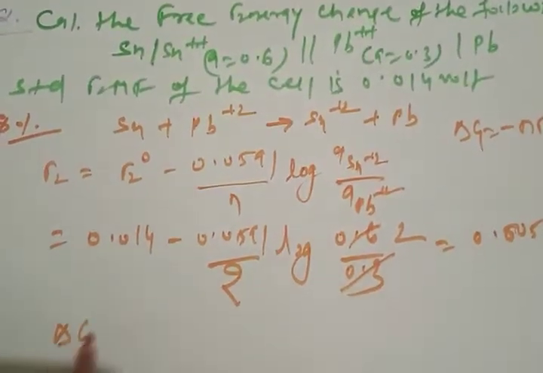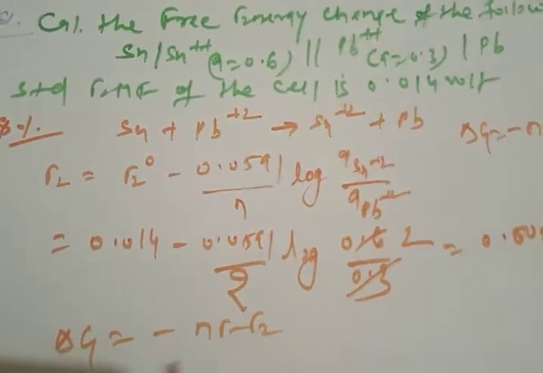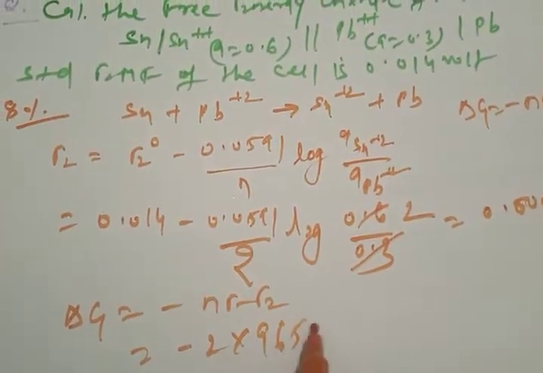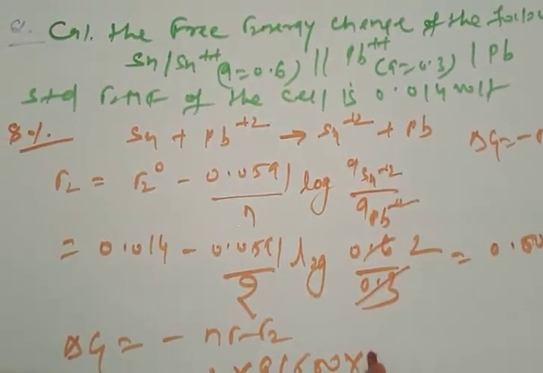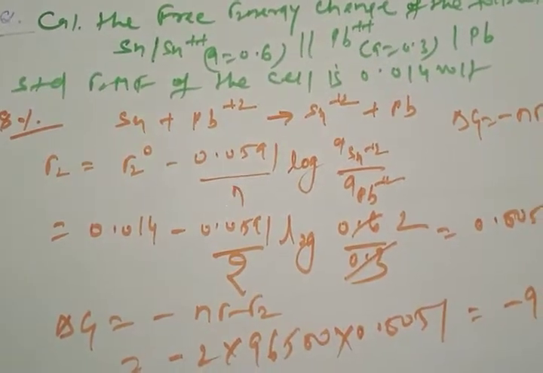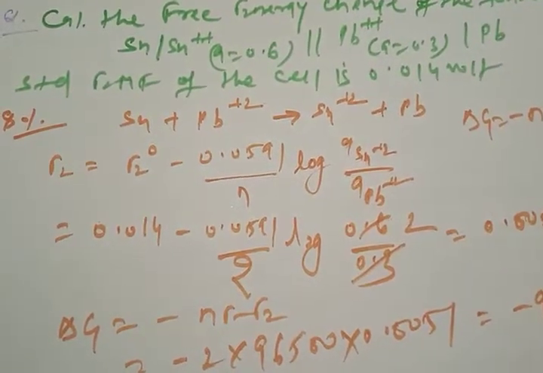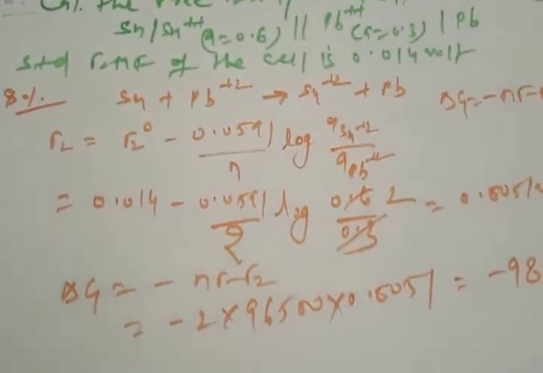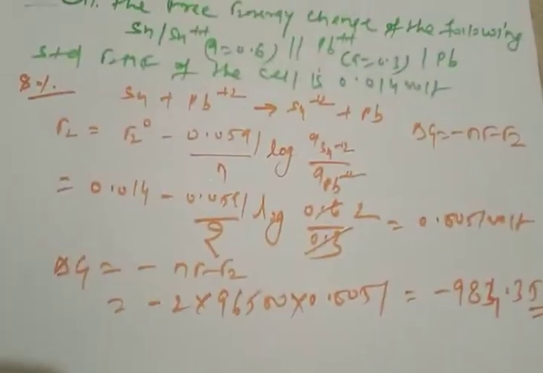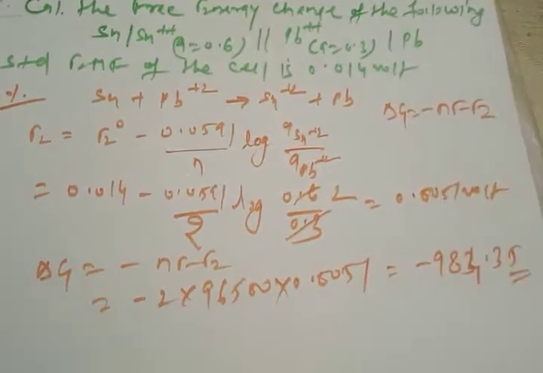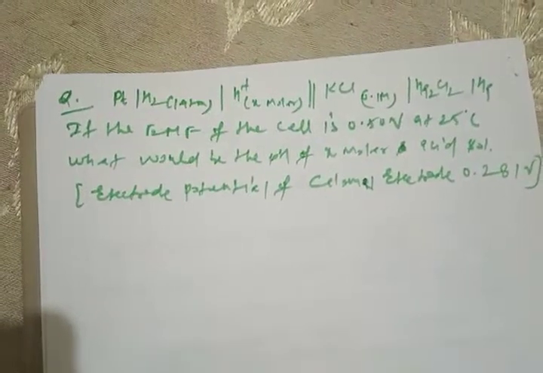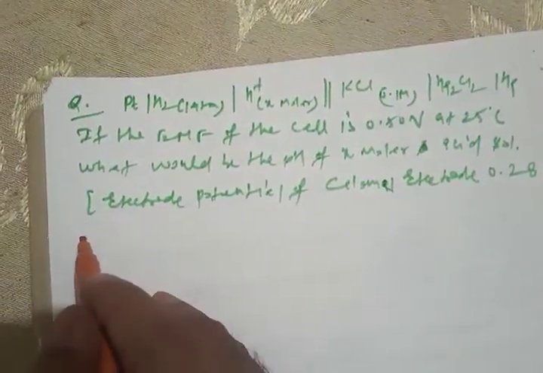Let's talk about the del G. So del G is what? Minus nFE. So here minus 2 into 96500, then E is 0.0051. So this will give minus 984.3 joule. The value of G is negative. What does it mean? You all know that. So this is a very simple question, only you need to put the values in the right direction. Thank you so much. So this was the question, and most of you are able to answer this question.